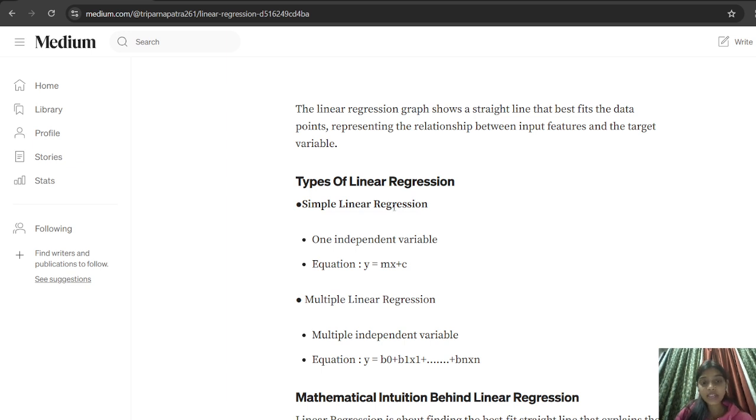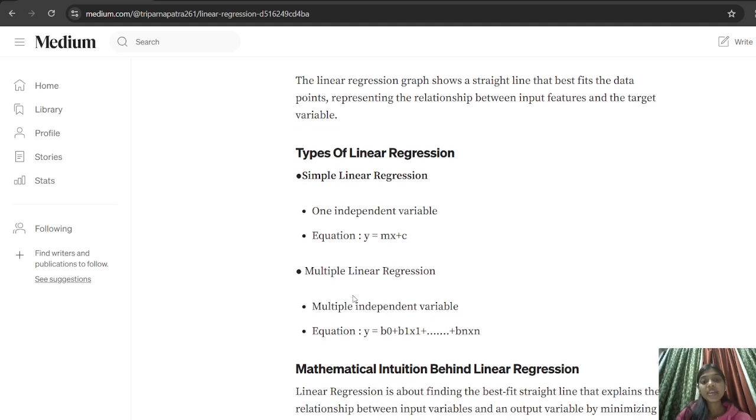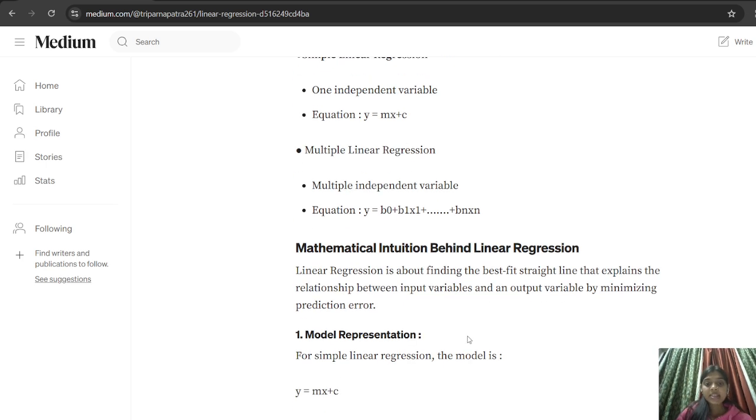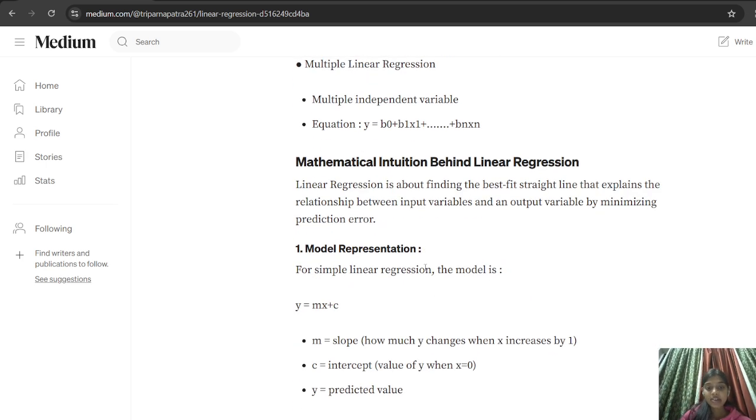There are basically two types of linear regression. First is simple linear regression, with one independent variable, where x is the independent variable, and second is multiple linear regression, where multiple independent variables are present, for example x1, x2 up to xn. Then, the mathematical intuition behind linear regression.